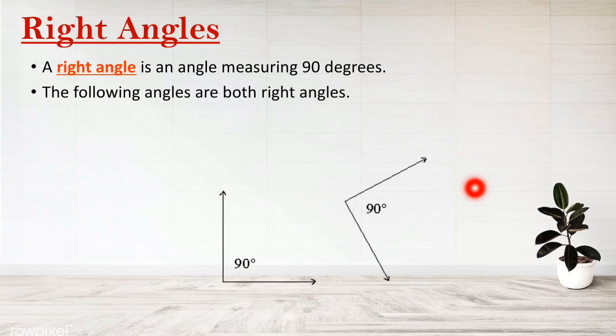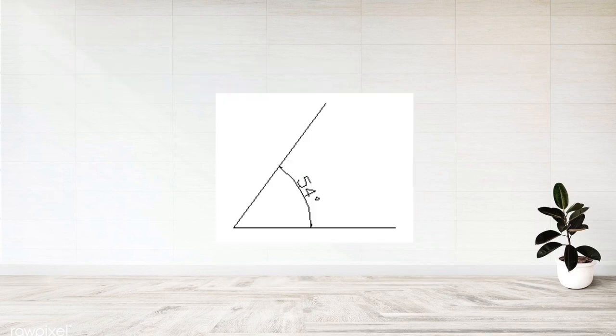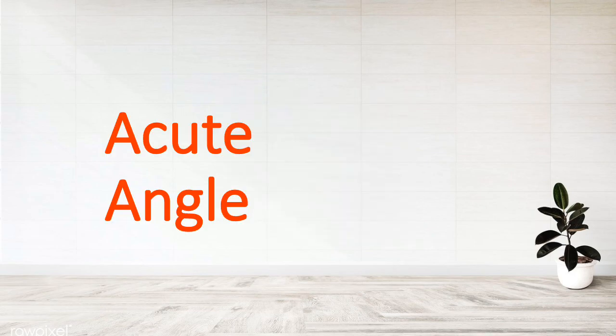Okay, and we are very much familiar with right angles. Right angles are those angles whose measurement is 90 degrees. Here in front of you there are right angles. Okay students, now you can see an angle in front of you whose measurement is less than 90 degrees, so this angle is an acute angle.